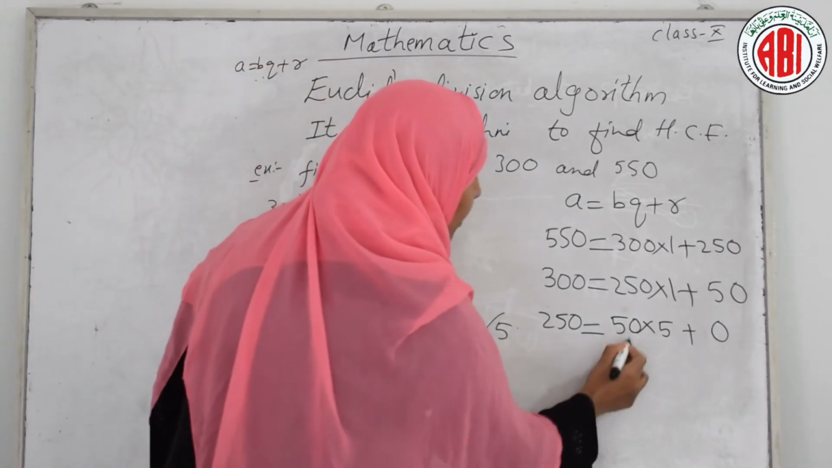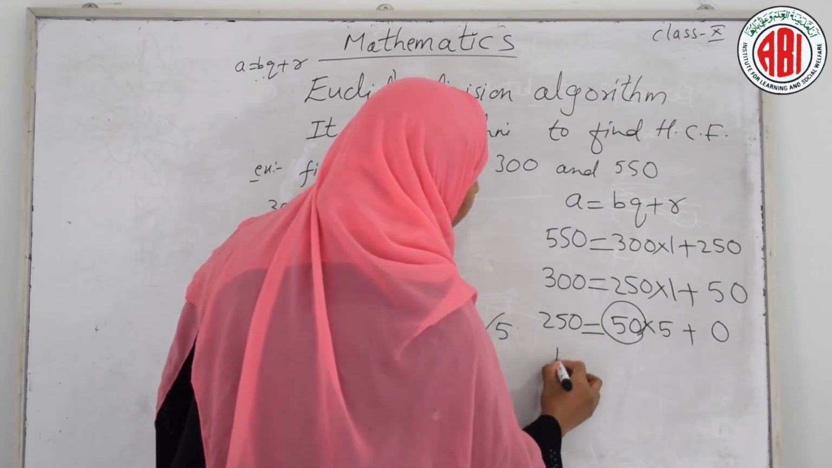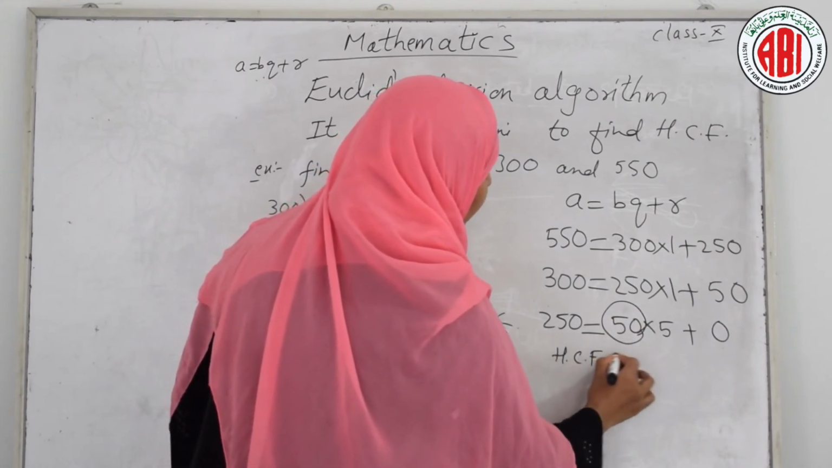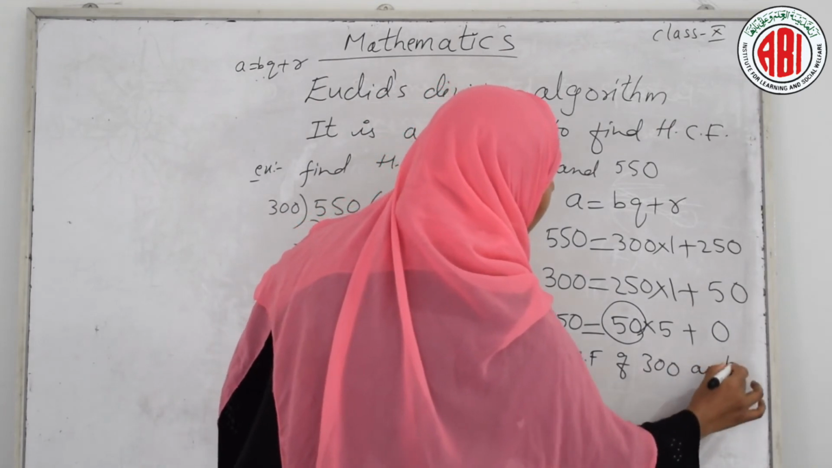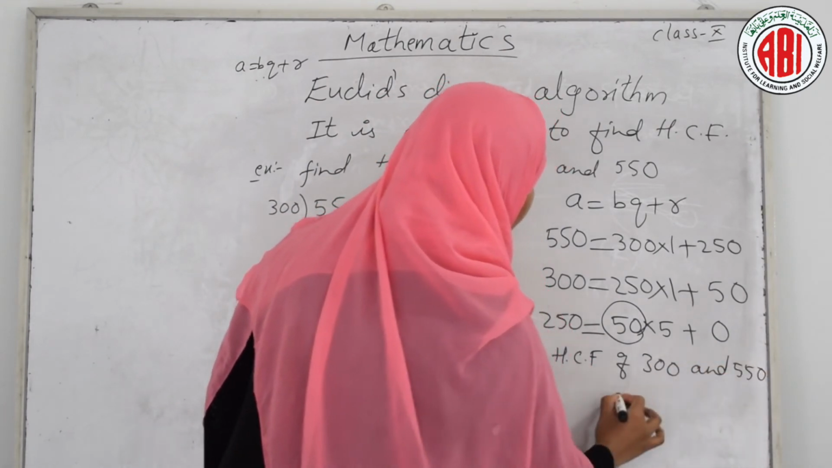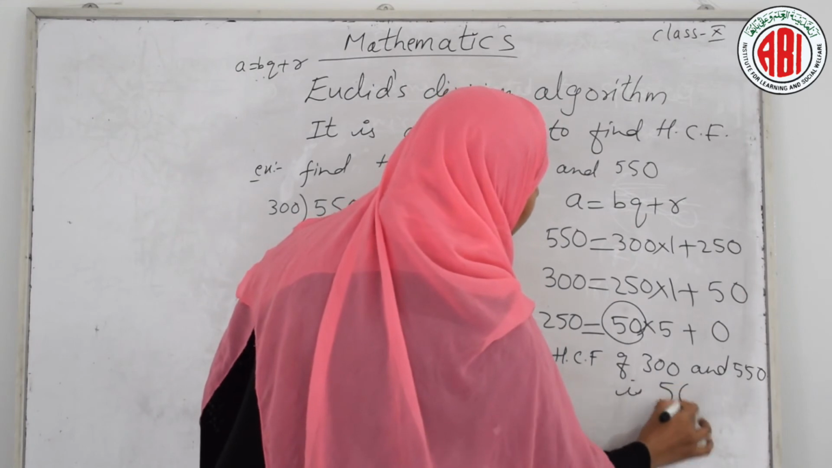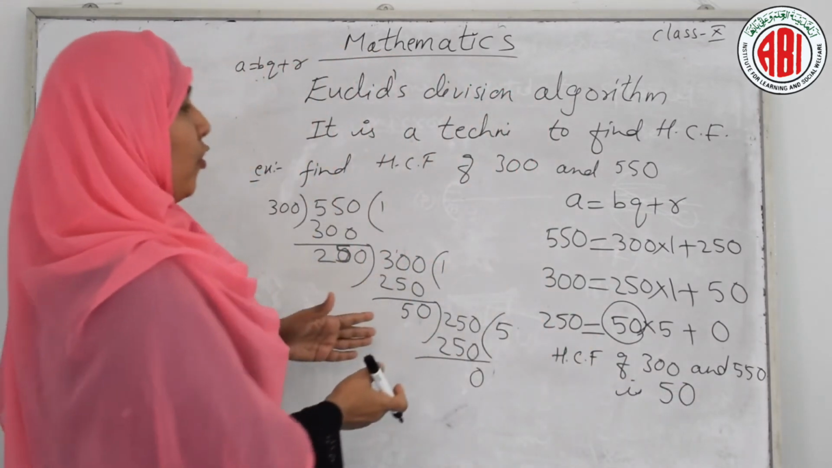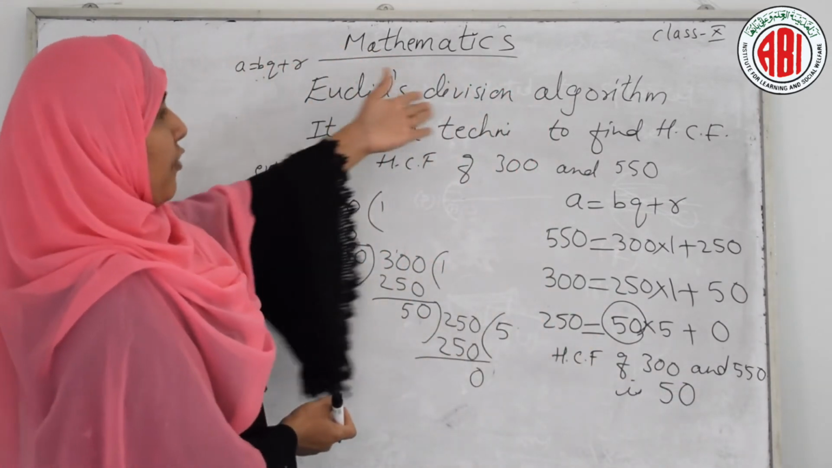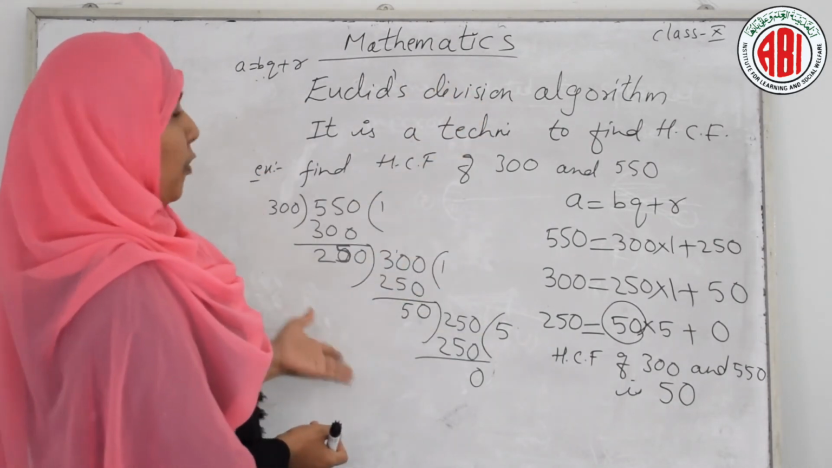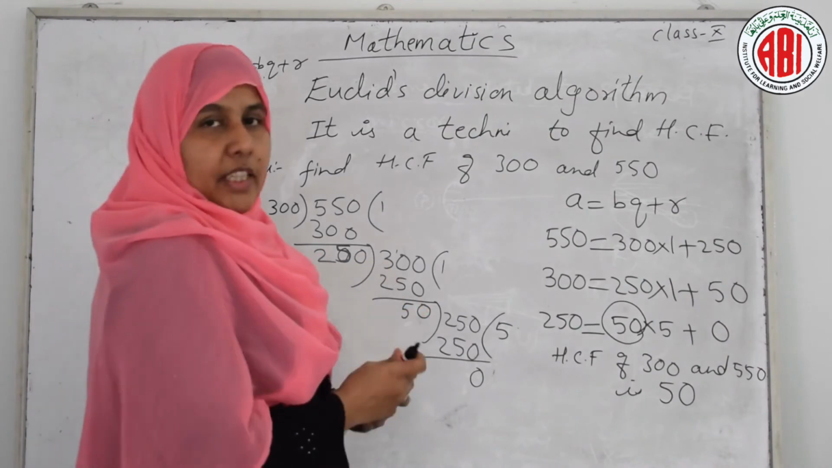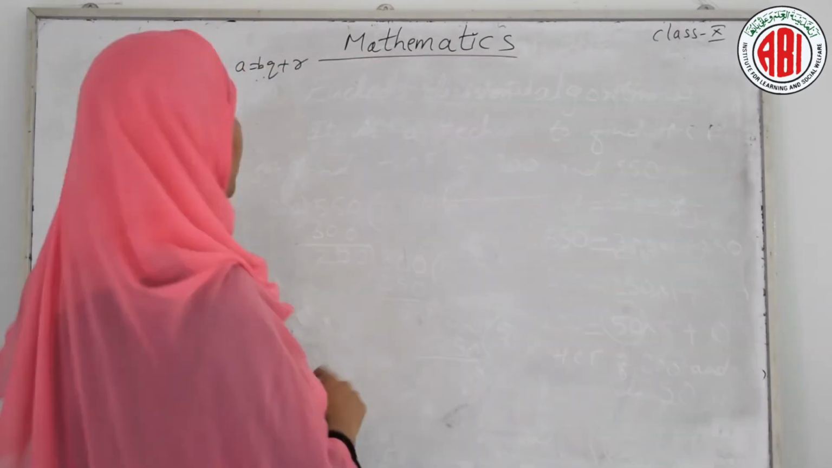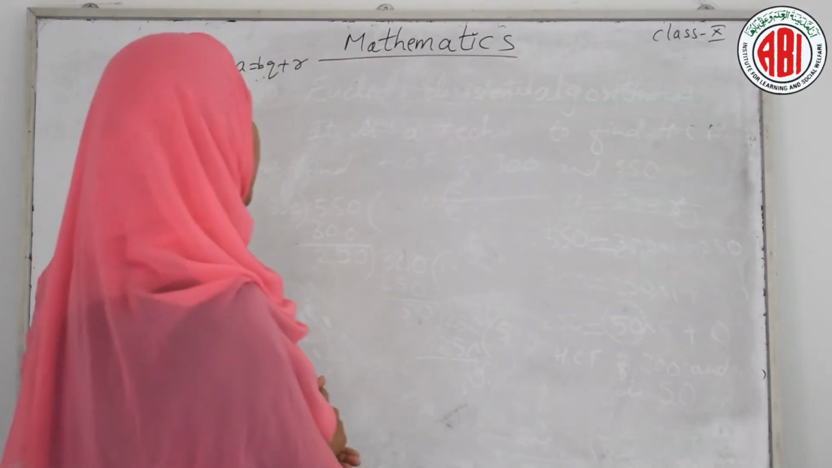So HCF of 300 and 550 is 50. This is the division method to find the HCF. So this is Euclid's division algorithm. This is an example of Euclid's division algorithm. To practice this, we can use one more example. We will do some problems to find HCF.